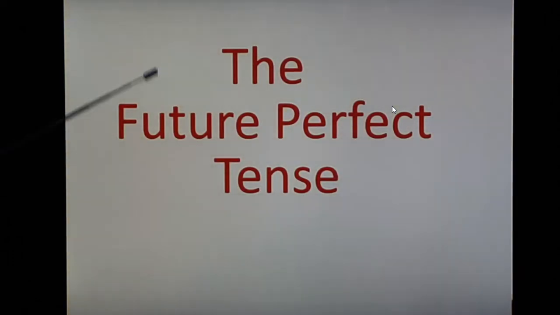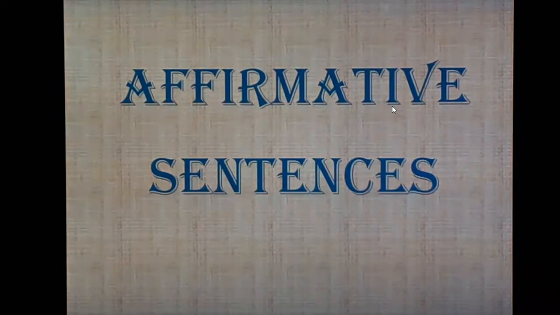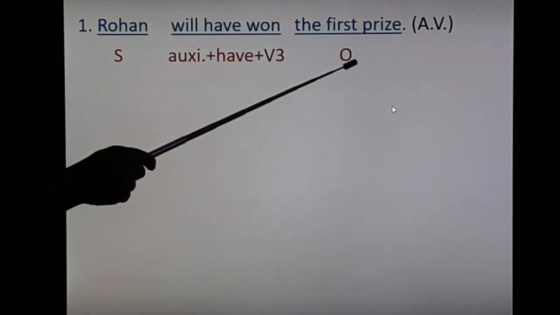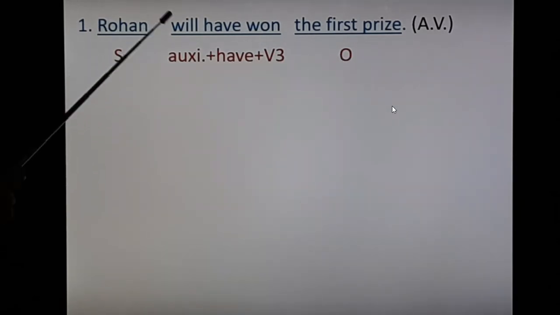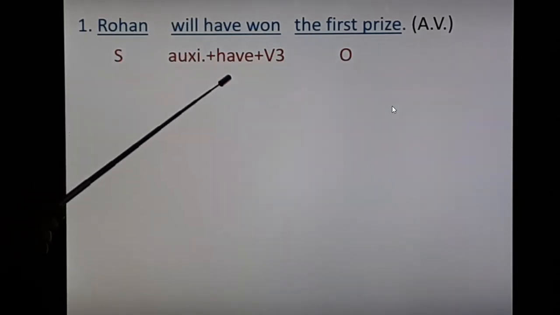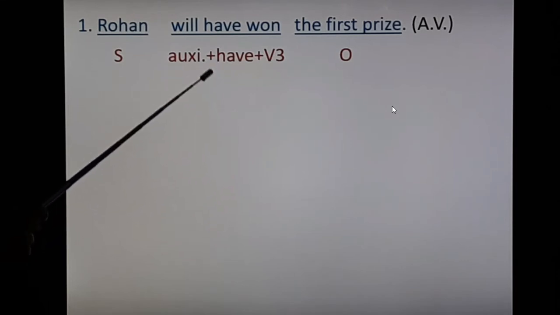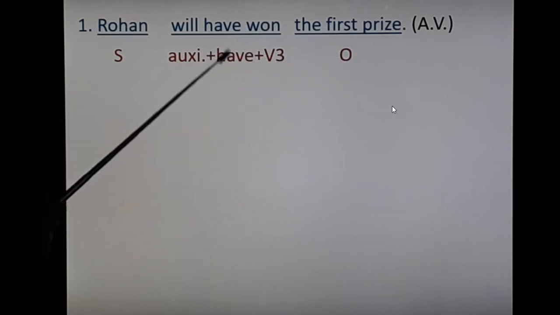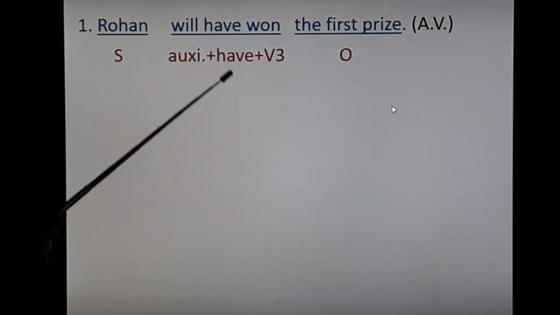Today we will see the future perfect tense. Affirmative sentences means positive sentences. First, Rohan will have won the first prize. So, Rohan, subject, will, auxiliary verb, have, will come because we are doing future perfect tense. Then won, here V3 form will be used. And the first prize, that is an object. This is active voice because by is not given.